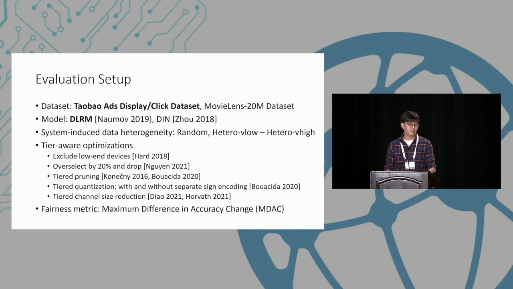So we evaluated RF² with 2 different open-source datasets, 2 different models, 6 different levels of system-induced data heterogeneity, and 6 different tier-aware optimizations. The tier-aware optimizations that we studied are shown here. We studied excluding low-end devices, which was the approach Google Smart Keyboard was using. We also overselected the clients by 20% and dropped the 20% slowest clients. We also tried using different gradient pruning based on the device tiers, and different gradient quantization based on the device tiers. We looked at 2 different gradient quantization methods. And finally, we also looked at using different channel size depending on the client's device. For the fairness metric, we used maximum difference in accuracy change.